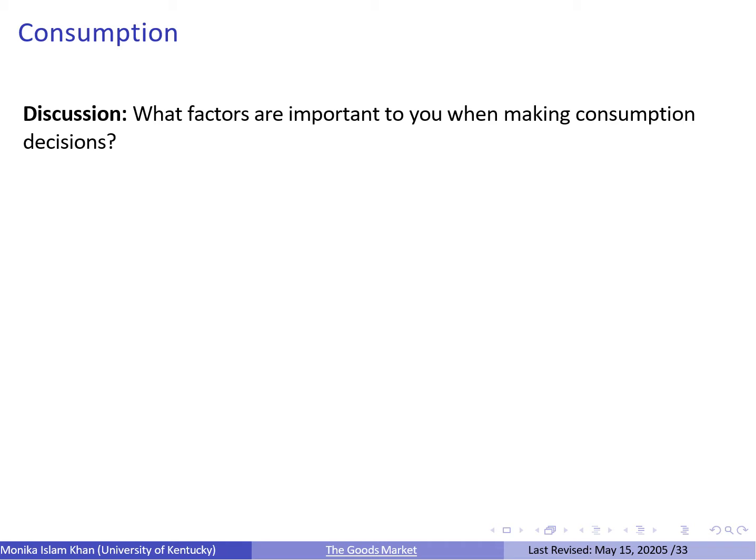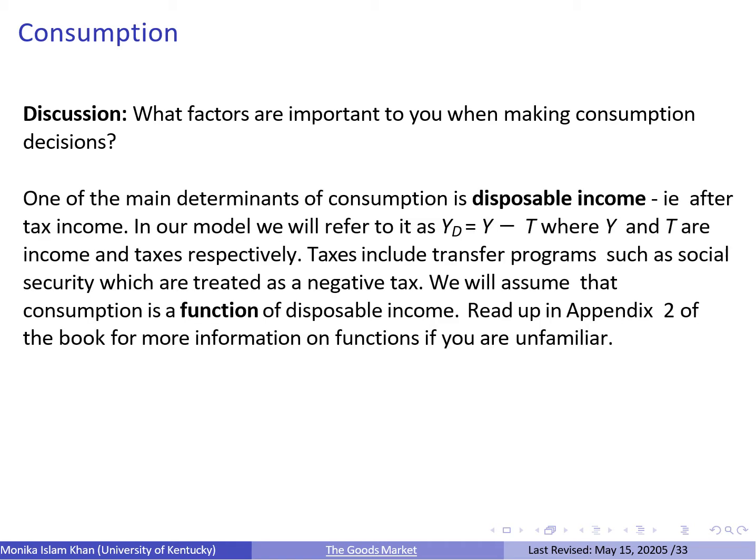Now let's look at the determinants of consumption. Think about what factors are important to you when you are making a consumption decision. Like what factors are important for you when you want to buy a new computer or a new watch. One of the major determinants of consumption is disposable income. This disposable income is the income left over after taxes are deducted, so Y minus T. These taxes include transfer programs such as Social Security, which are treated as a negative tax. So from now onwards, we are going to assume that consumption is a function of disposable income. So this equation basically says that your consumption is a function of disposable income YD.